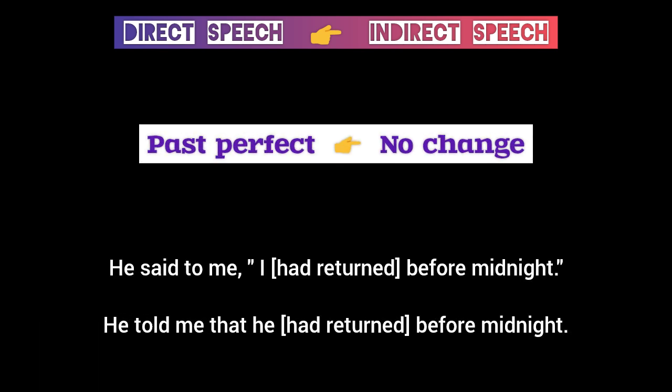However, when the reported verb in the direct speech is in the past perfect tense, there will be no change in the indirect narration. Why? Because no further backshifting is possible from the past perfect tense. Now see this example on your screen. He said to me, I had returned before midnight. As you can see here in the direct speech, the reported verb had returned is already in the past perfect tense. Hence, in the indirect narration, there will be no change of tense, and the reported verb will remain in the same past perfect tense. He told me that he had returned before midnight.